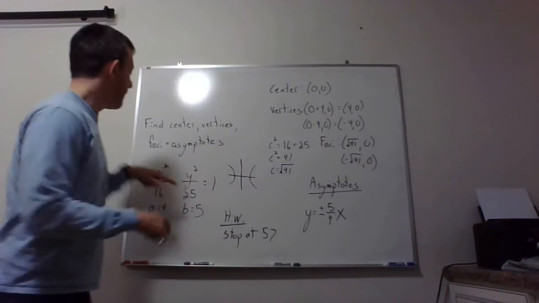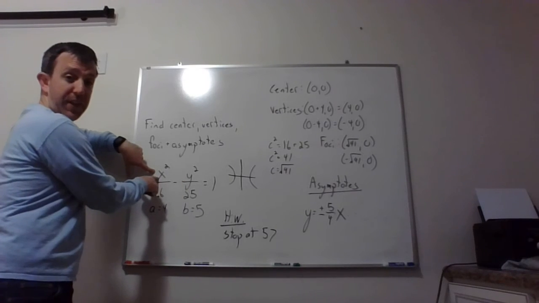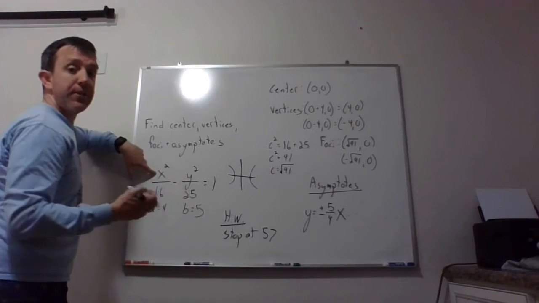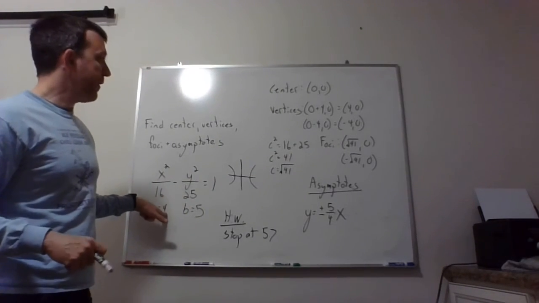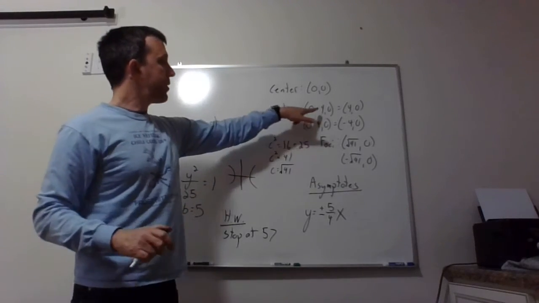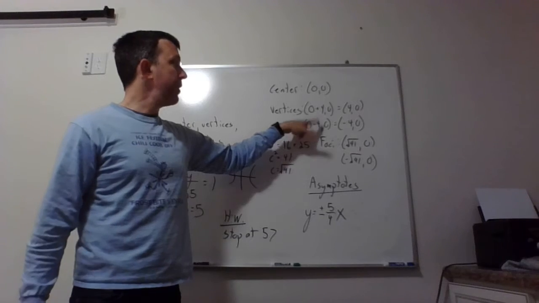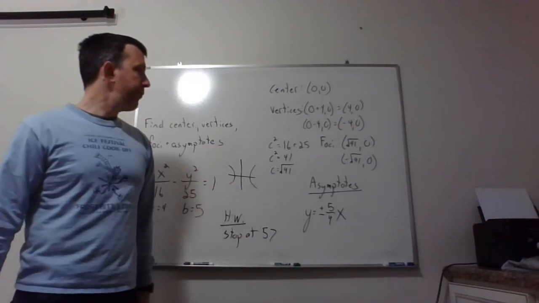So I know that my center is at (0, 0) because center is x minus h and y minus k, but there aren't any h or k because they're 0. So we have a center at (0, 0). We're going to use a to find the vertices. Since we know we're going sideways, we add and subtract 4 to the x coordinate, which is 0. So we get (4, 0) and (-4, 0).